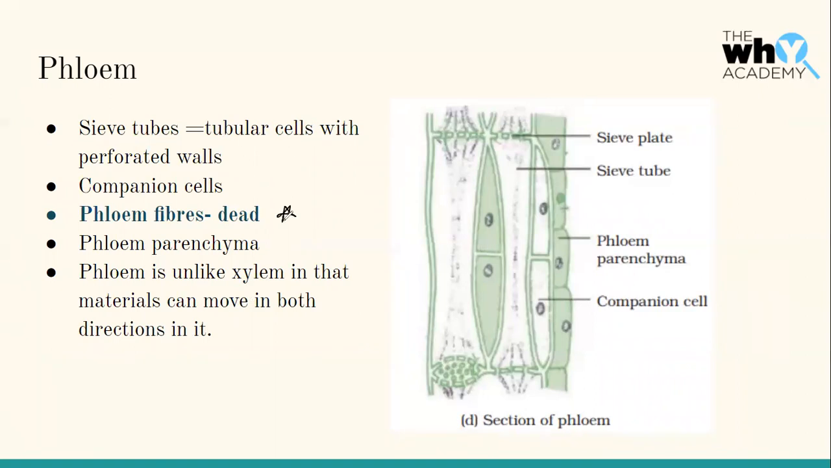Excuse me, ma'am. Tell me. Ma'am, I have a doubt. Ma'am, in the phloem table, it was written that it has the passage for downward movement of food. Ma'am, then what about upwards? Okay, for that, just a second.